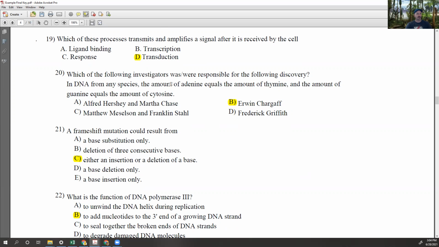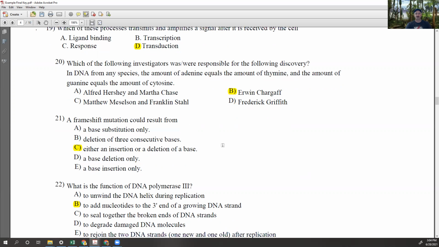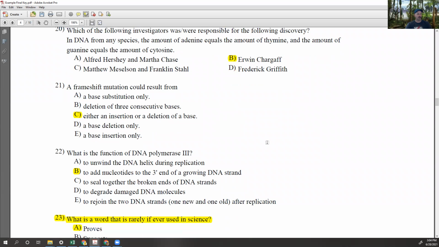Which of the following investigators was responsible for the following discovery? In DNA from any species, the amount of adenine equals that of thymine, et cetera. Well, that was Chargaff's rule, so that was B.